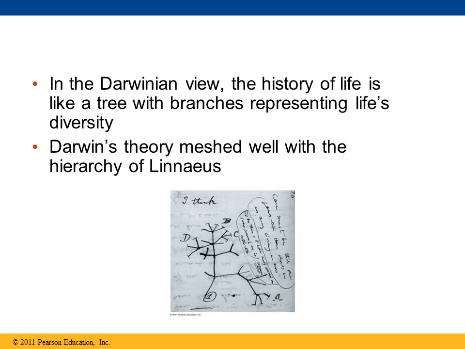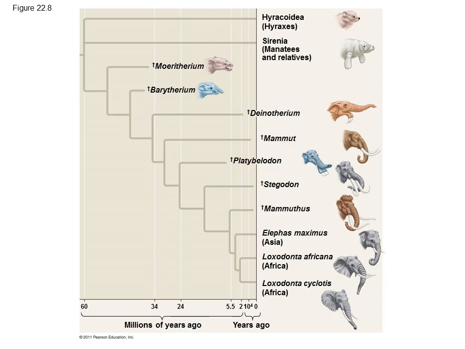Now, in the Darwinian view, the history of life is like a tree with branches representing the diversity of different organisms. Here is a cladogram. A cladogram is a diagram that shows the relationship between organisms. In the Darwinian view, the history of life cladogram shows how all the organisms are descendants from a common ancestor, that they all start off at the same branch, which you can see right here.